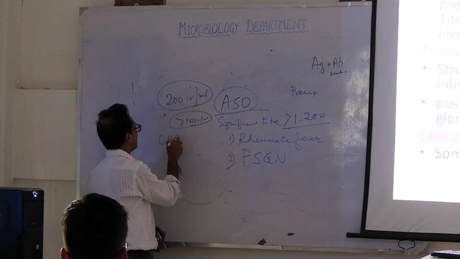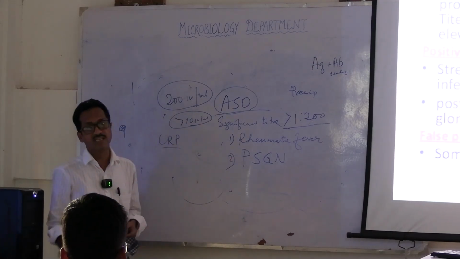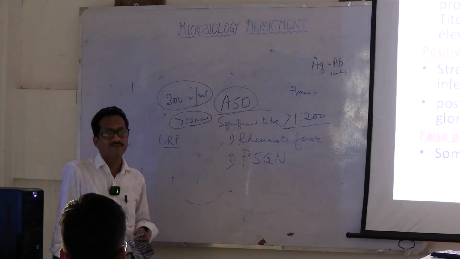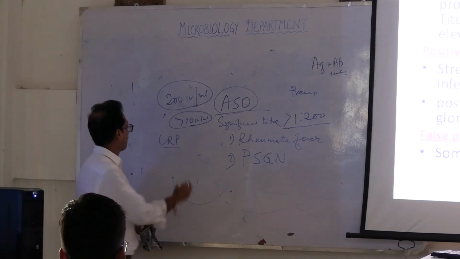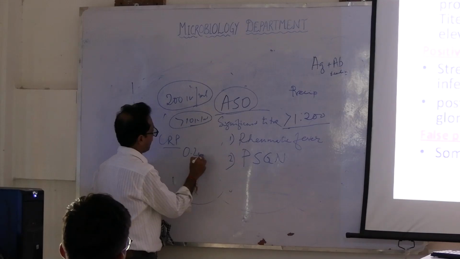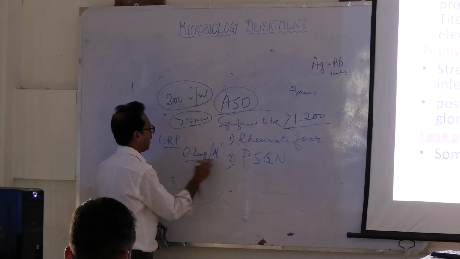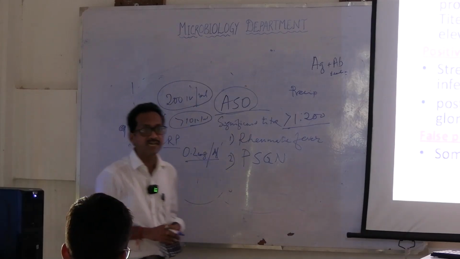CRP, C-reactive protein, is another latex agglutination test. CRP, what is the normal level? 0.2 milligram per deciliter. So what is C-reactive protein?